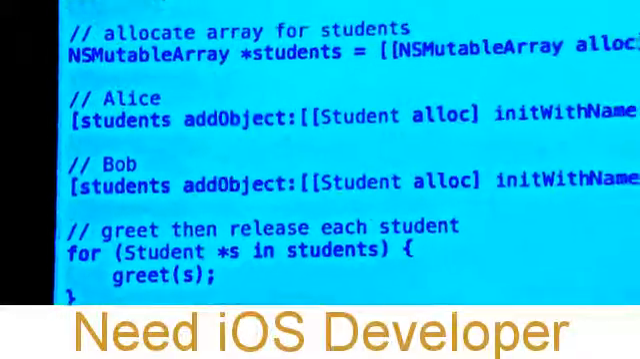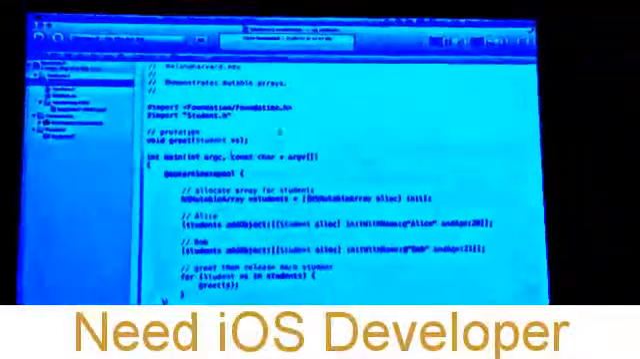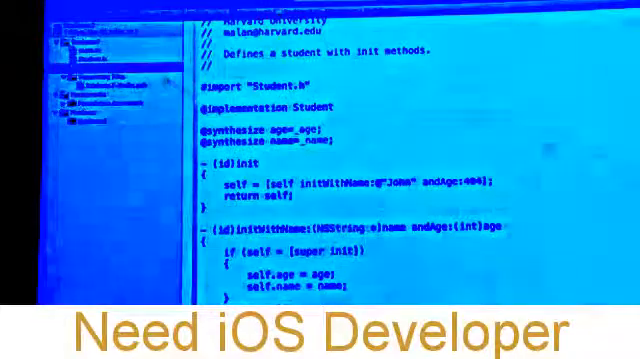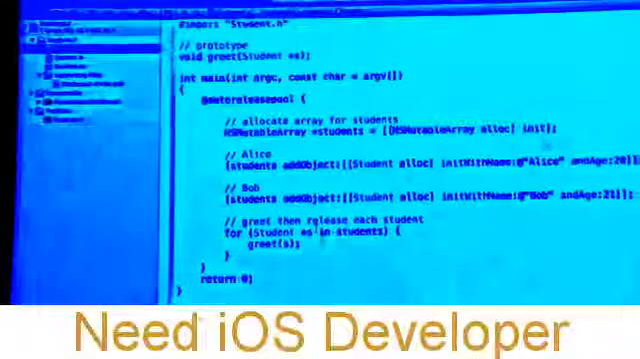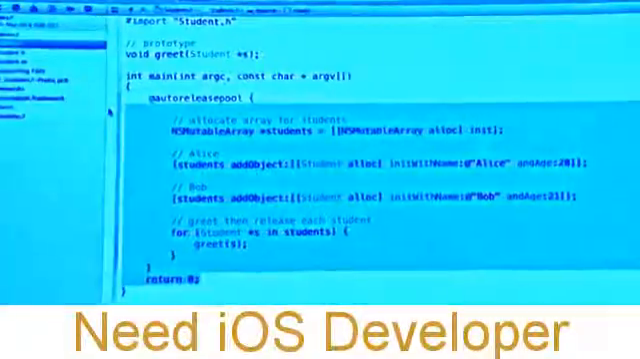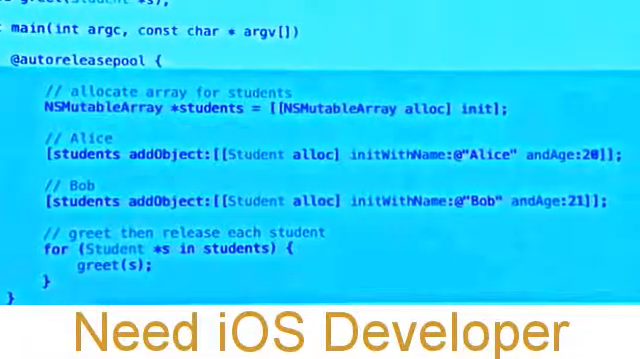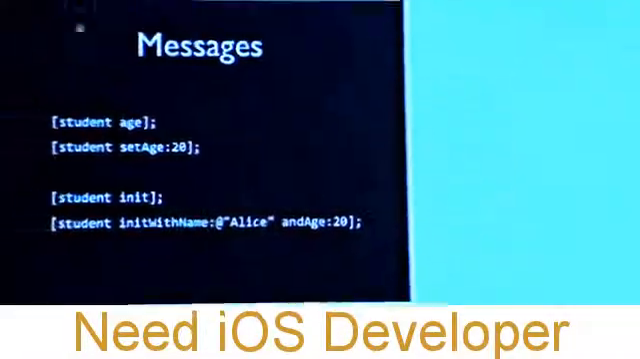Well, what, if anything, is different over here in the student class? In student.h, this is actually all the same as before. Student.m, this is all the same as before. So the value add here is that now we're doing something more interesting with these objects, and we can now store things in these containers.